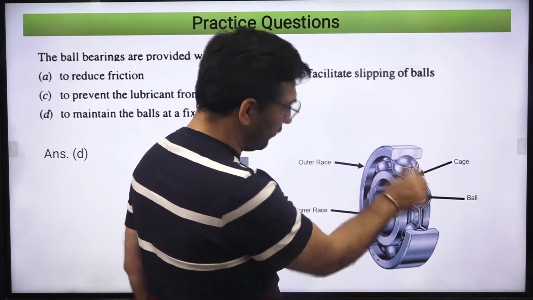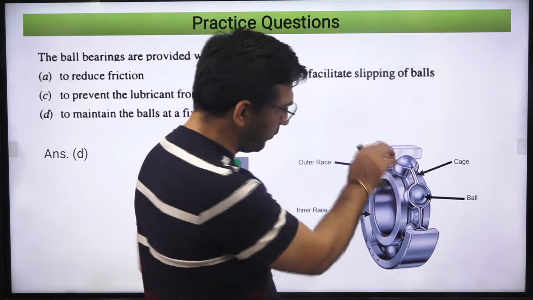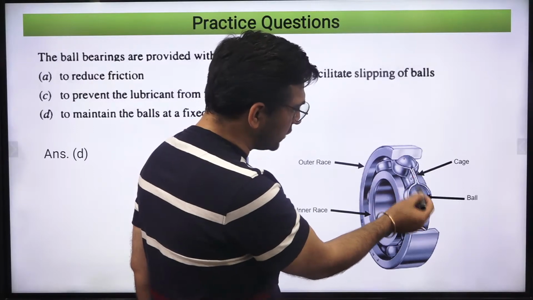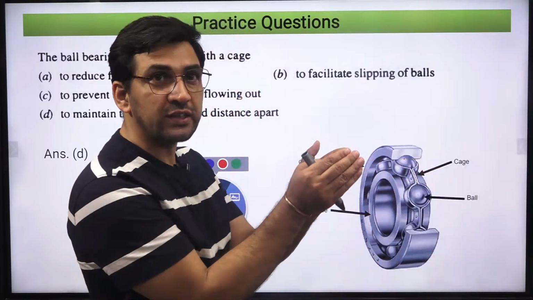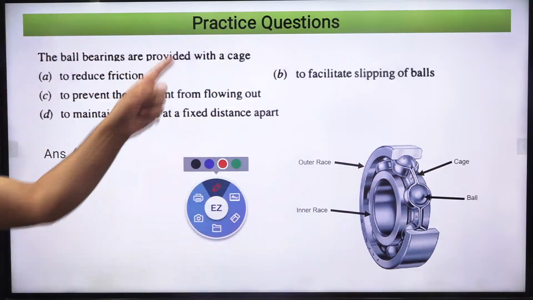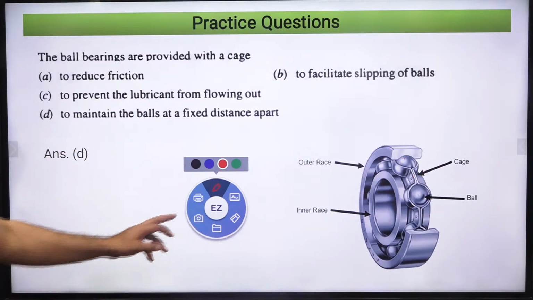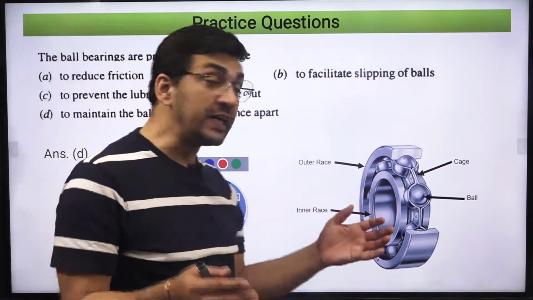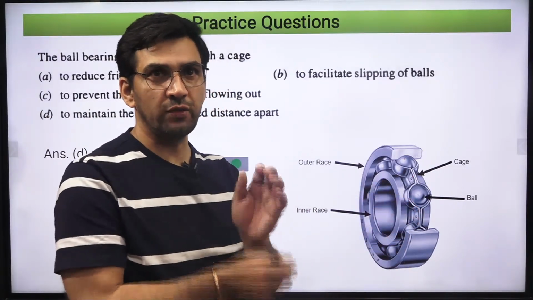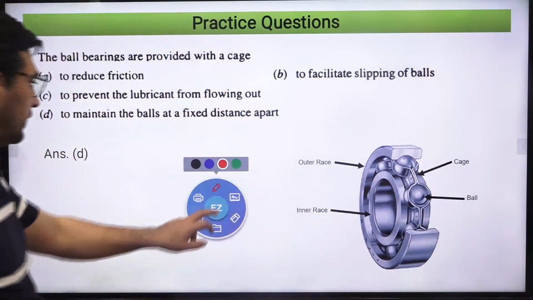Even though these balls will be moving and this whole system will be rotating, the balls will not come out easily because the retainers are holding them at fixed positions. So even while rotating, the balls maintain a fixed location and do not come together. Because if you don't provide the retainers, the balls may come together and rub against each other. When they rub against each other, the friction will increase, and there will be a lot of friction loss.